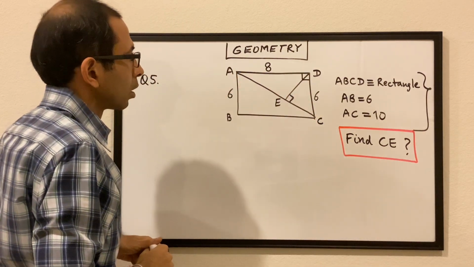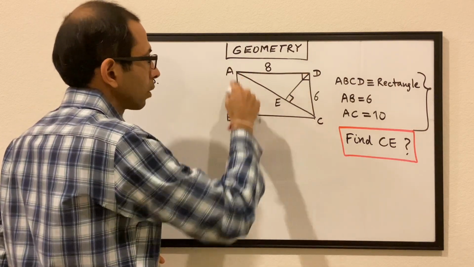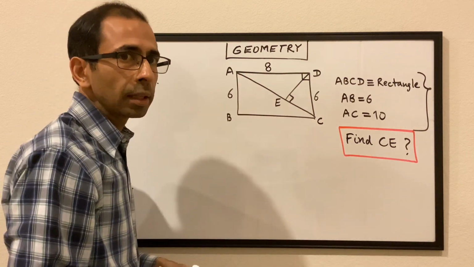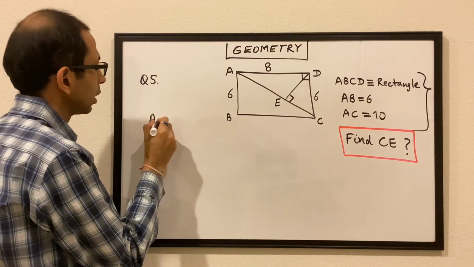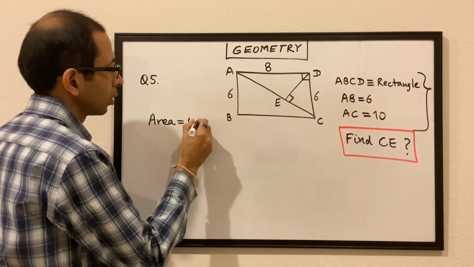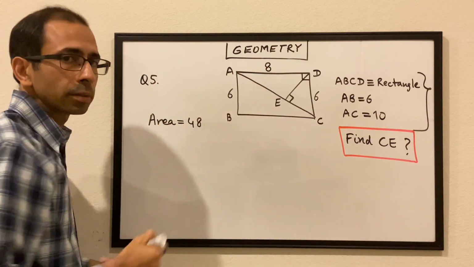Okay. Now, if we know the sides of the rectangle, we know the area of the rectangle. So the area of the rectangle would be 48 square units, right? 6 times 8.